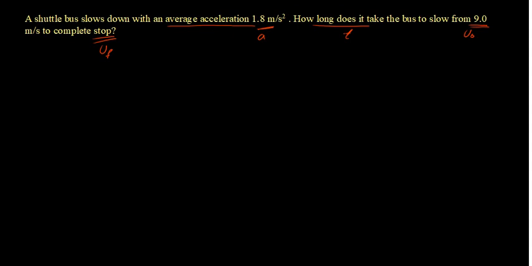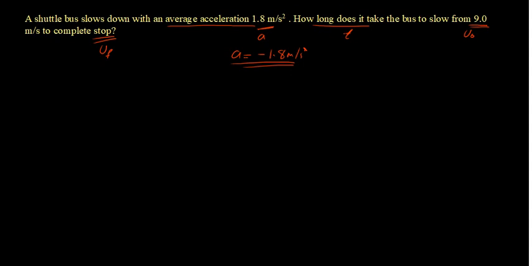Now, in this case, we have to pay attention to a few things. When I say the bus is slowing down with this acceleration, this means this acceleration is in fact minus 1.8 meters per second squared. It's showing me it's decelerating. The words slowing down alert me that this acceleration is negative, it's decelerating.